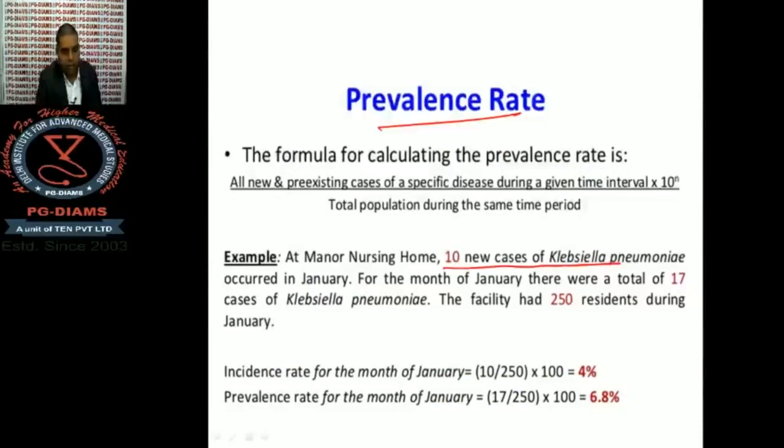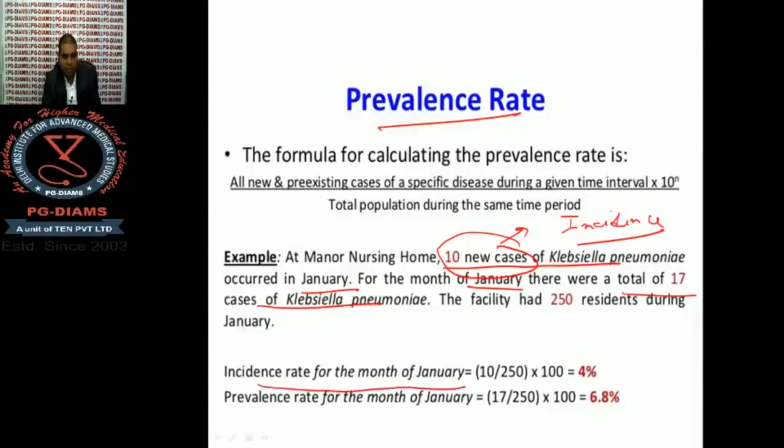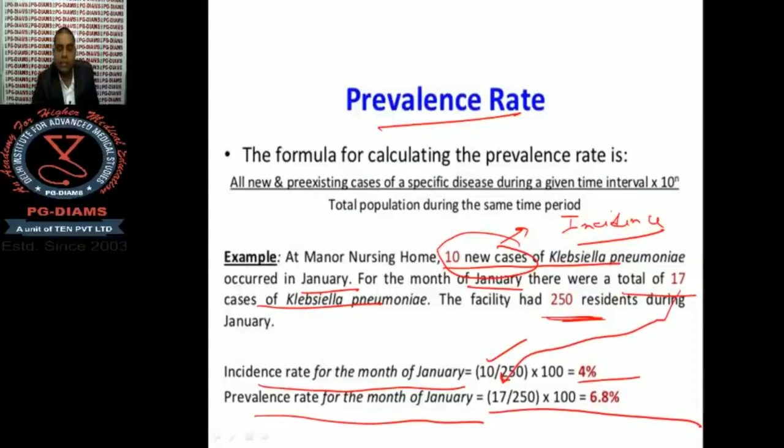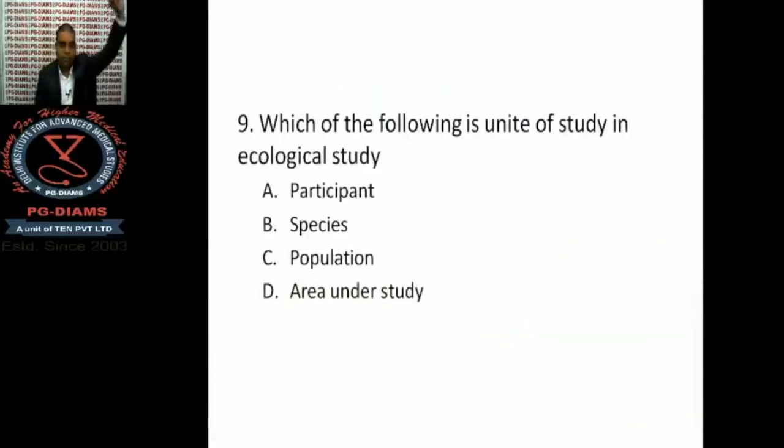Suppose there are 10 new cases of Klebsiella in January, and a total of 17 cases of Klebsiella occurred in that month. The new cases will be the incidence, right? And this 17 will be the prevalence. So the incidence rate for the month of January is 10 out of total residents 250, which is 4%, and the prevalence rate for the month of January will be 17 by 250 into 100. Simple. Okay, let's move to another question.